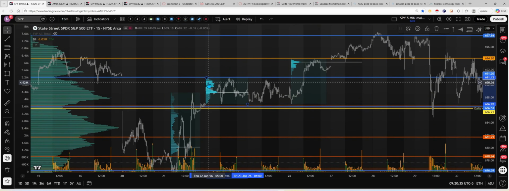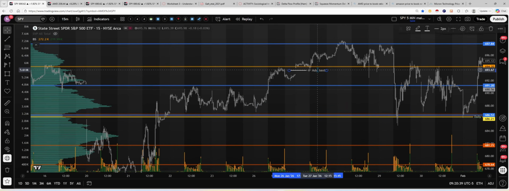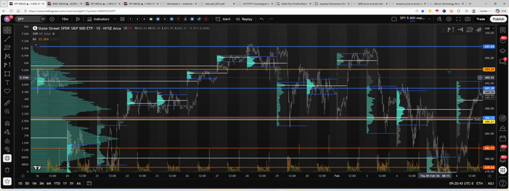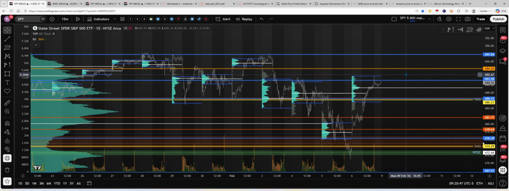Let's go ahead and discuss a little bit about the most valuable session volume profiles. So let's go ahead and turn those on. Now, there is a priority to these volume profiles.